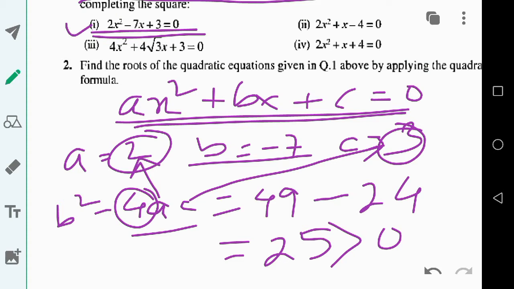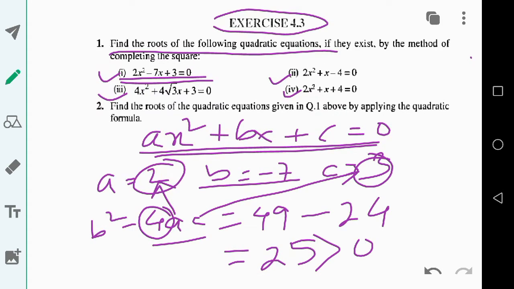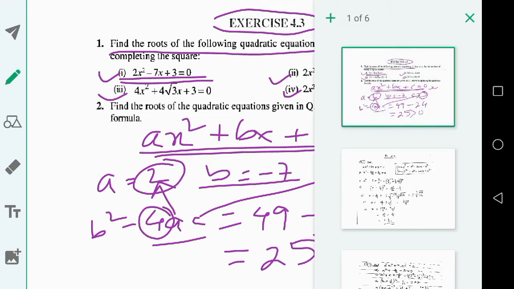Similarly, we have to check in the other cases, then we have to solve them. I have shown only one, and I'm not going to show this for the others. I will just solve the equations. Let me show you the solution of the first one.